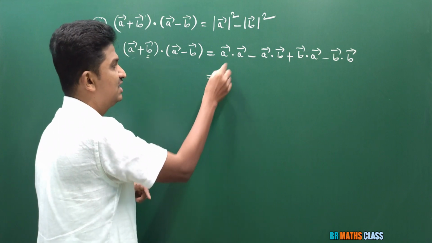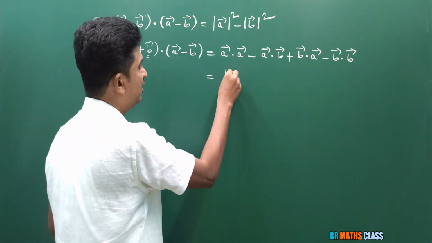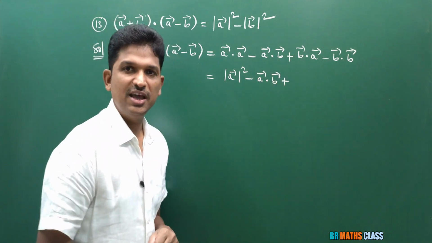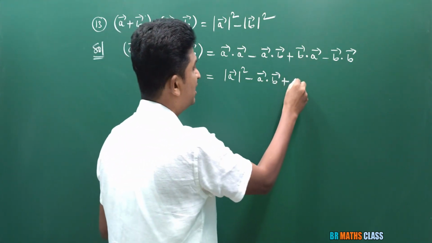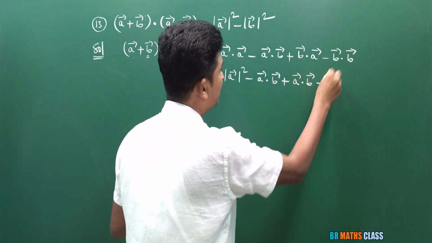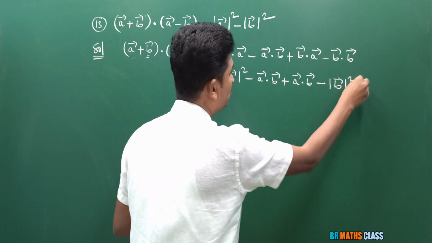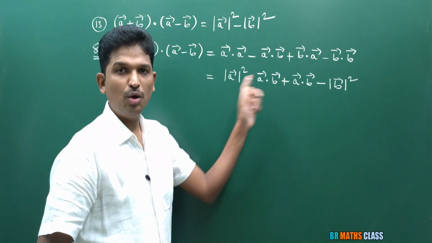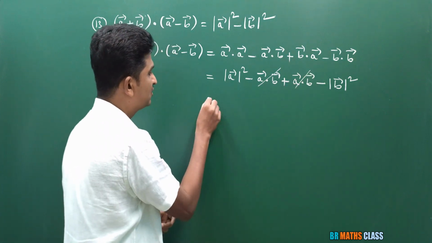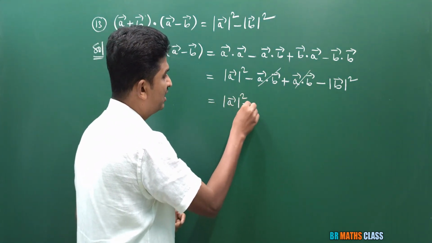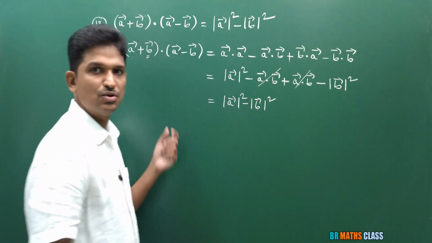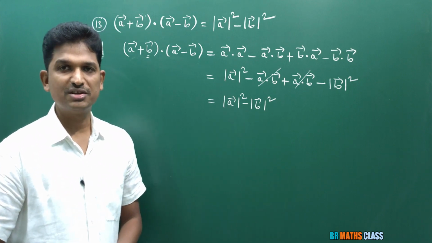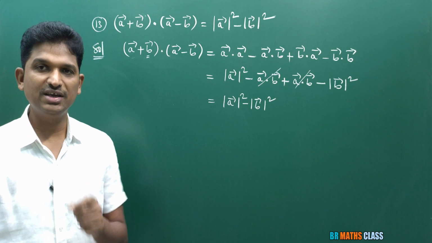Just now we discussed a bar dot a bar can be written as magnitude of a bar whole square, minus a bar dot b bar plus, you know that b bar dot a bar is the same as a bar dot b bar. So b bar dot a bar can be written as a bar dot b bar, minus b bar dot b bar is magnitude of b bar whole square. You know the dot product of two vectors is a scalar. This is some number. This is also some number with opposite sign. So they will get cancelled. So what will you get? Magnitude of a bar whole square minus magnitude of b bar whole square. So a bar plus b bar dot a bar minus b bar is magnitude of a bar square minus magnitude of b bar square. This is the formula we use very frequently while doing exercise problems.